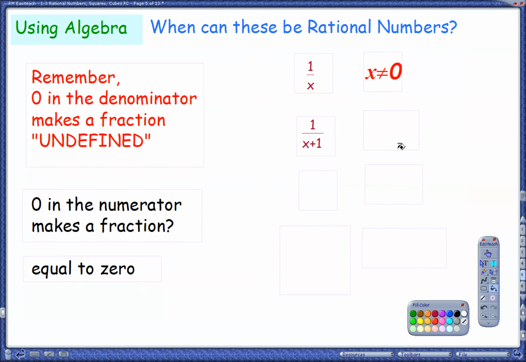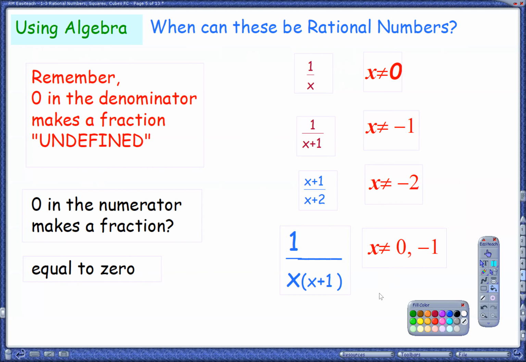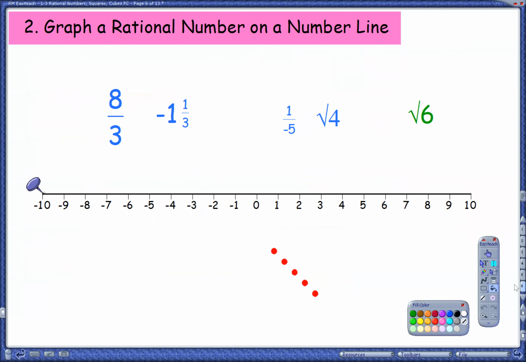What number would make the denominator equal to 0? And that is the one number we cannot have. So x cannot equal negative 1. What can x not equal here? Here, x cannot equal negative 2. And in here, what can x not equal? This is a challenge. And x cannot equal 0 or negative 1 because both of these numbers will make the denominator equal to 0. Okay, so moving on.